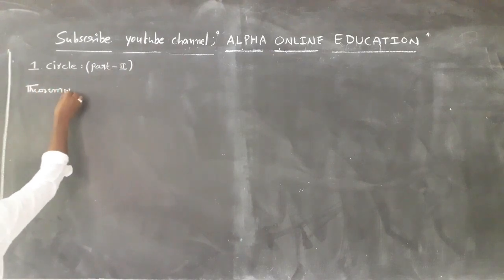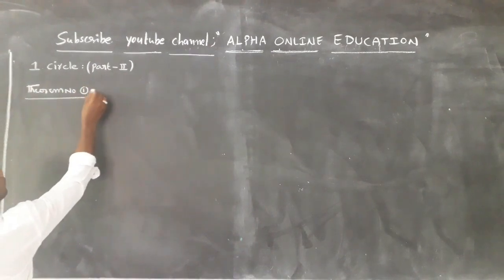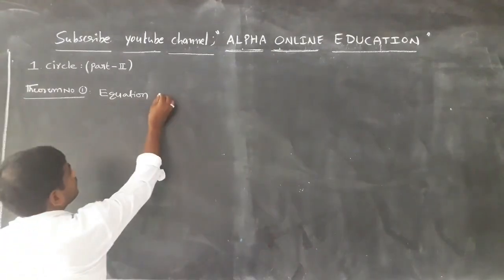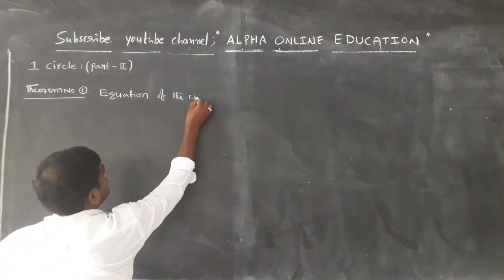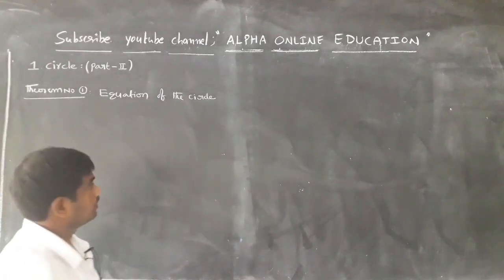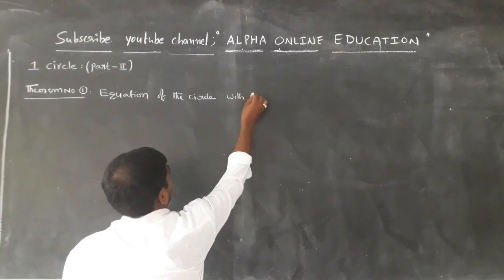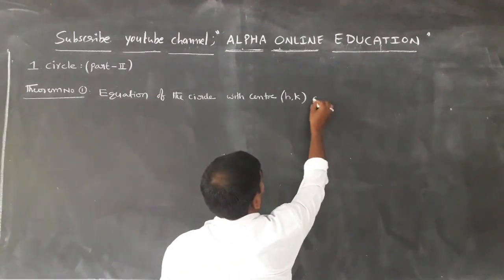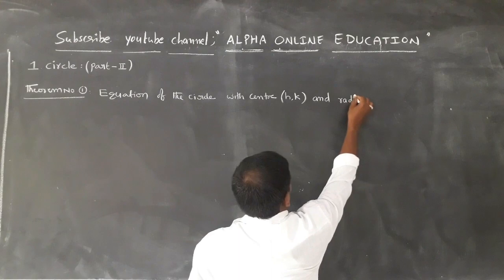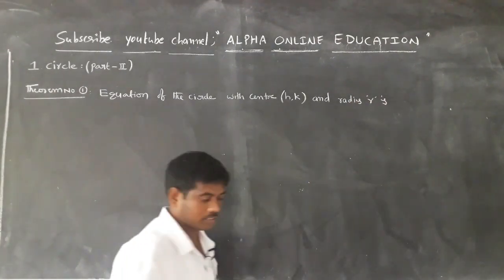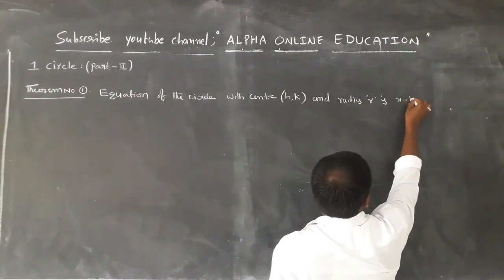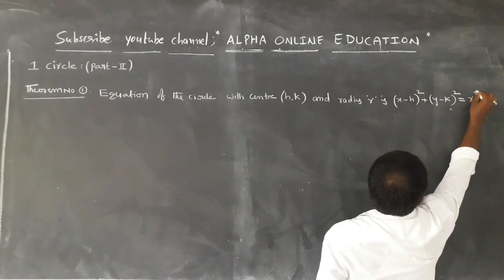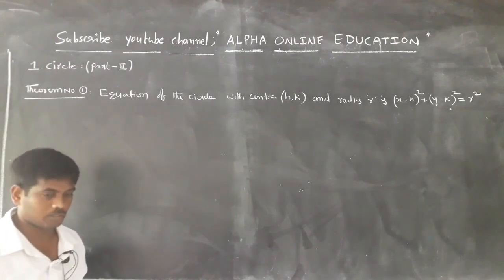Theorem number 1. Equation of the circle with center h comma k and radius small r is x minus h whole square plus y minus k whole square is equal to r square.